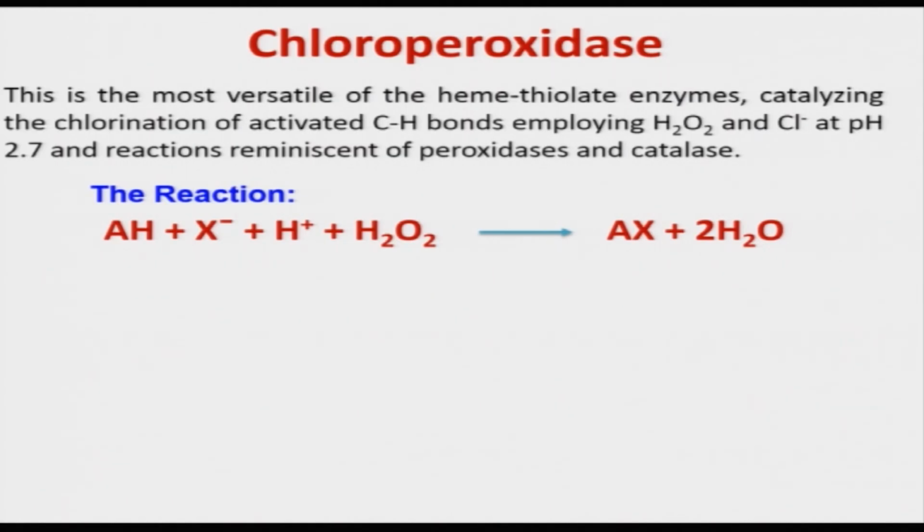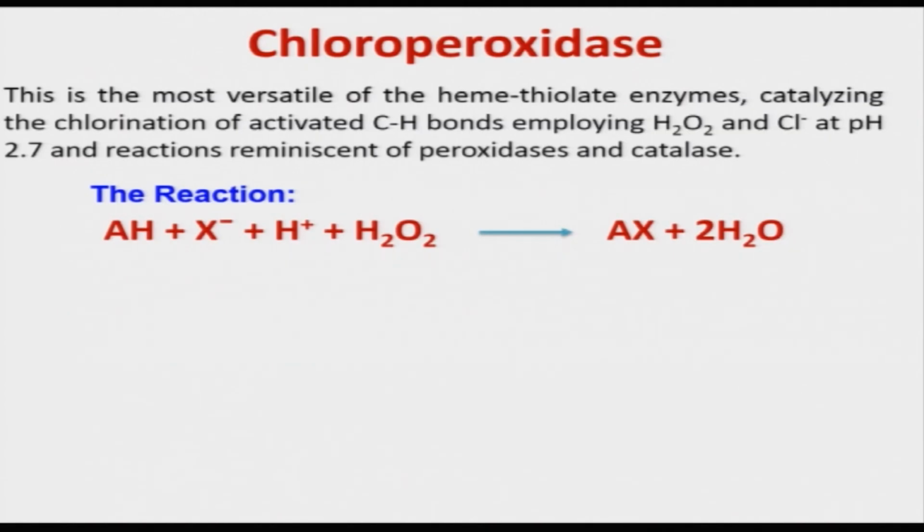This is the most versatile of the heme thiolate enzymes, catalyzing the chlorination of activated C-H bonds employing hydrogen peroxide and Cl minus at pH around 2.7, and the reaction is similar to peroxidase and catalase, as we have just discussed in our previous slides.